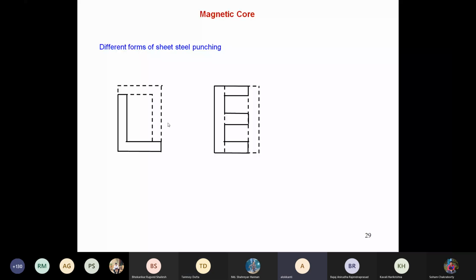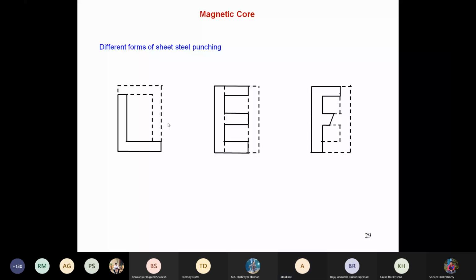But the point of showing these diagrams is that the single piece of window that you saw earlier, the core type and shell type, are actually fabricated this way, because you cannot have a big sheet of steel of that shape exactly. Different small sizes are available, and by assembling them they are actually made. Similarly, there can be a structure like this.